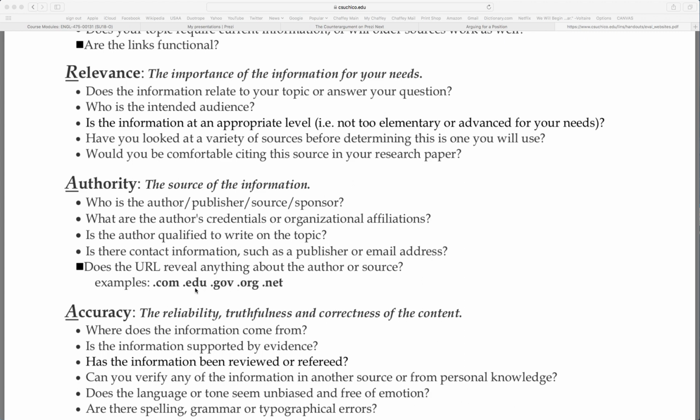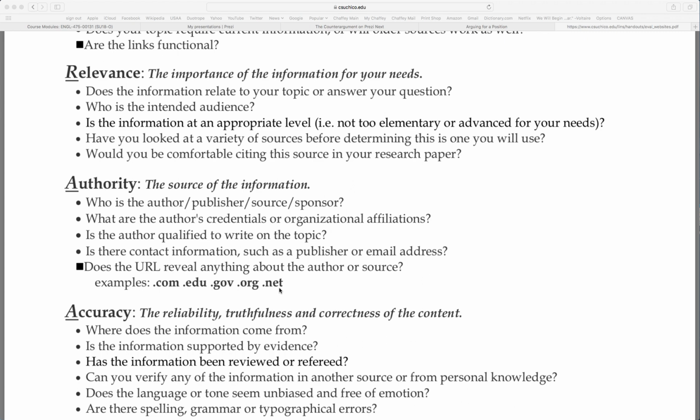We could better trust an .edu or a government website. Does that mean they're always 100% true and factual? No, not always. So again, .coms, .orgs, and .nets are way less credible than other particular websites.